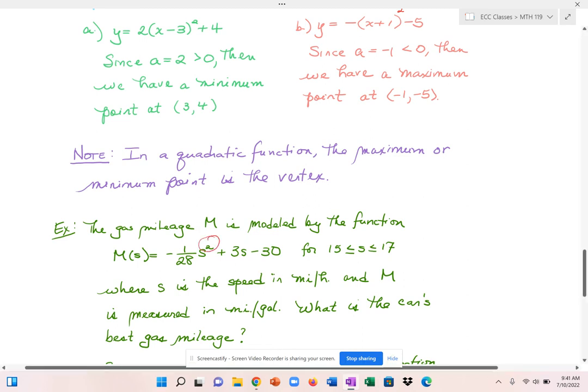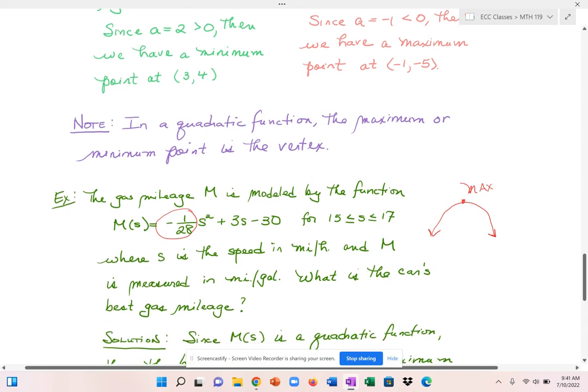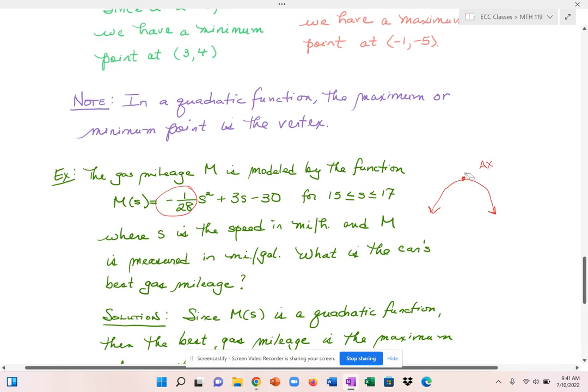This is a quadratic function. It's s to the second power. That's the degree. And I know it's a maximum, not only because that's what's being asked in the problem, but my leading coefficient is negative, which means the graph of this would be an upside down parabola. Wherever the vertex is, I have my maximum. So I need to solve for the vertex of this.